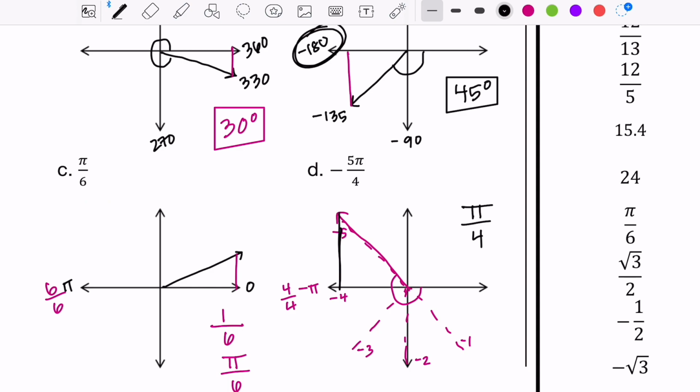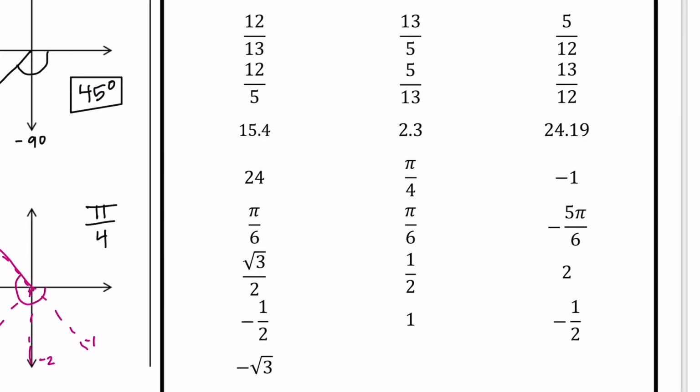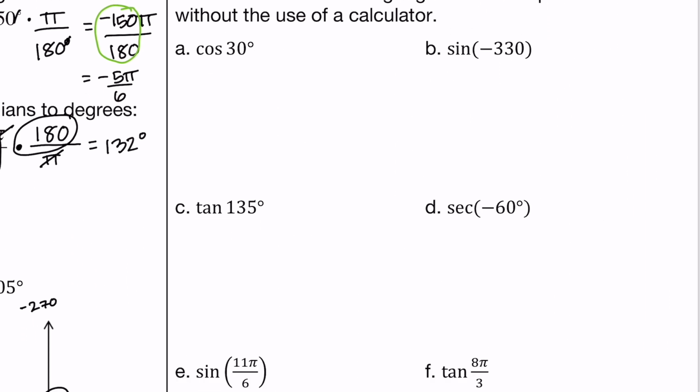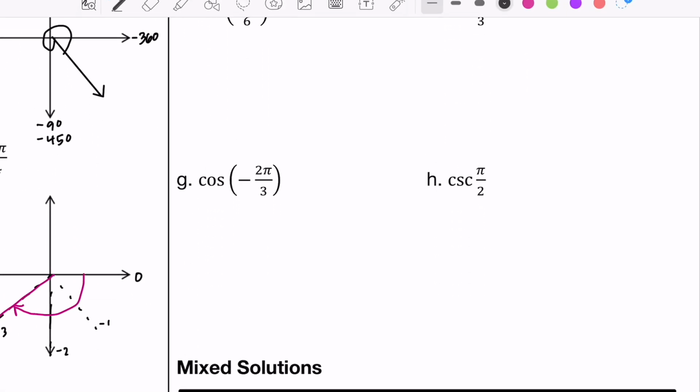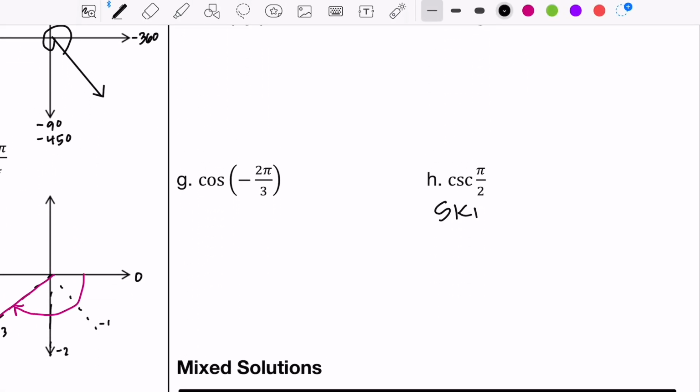Not every radian measure does that, but for our class. Okay, moving up to these guys right here. You are going to skip H. So if you haven't written that and you were like, how do we do that? We're going to learn that next week, so you can just skip that.